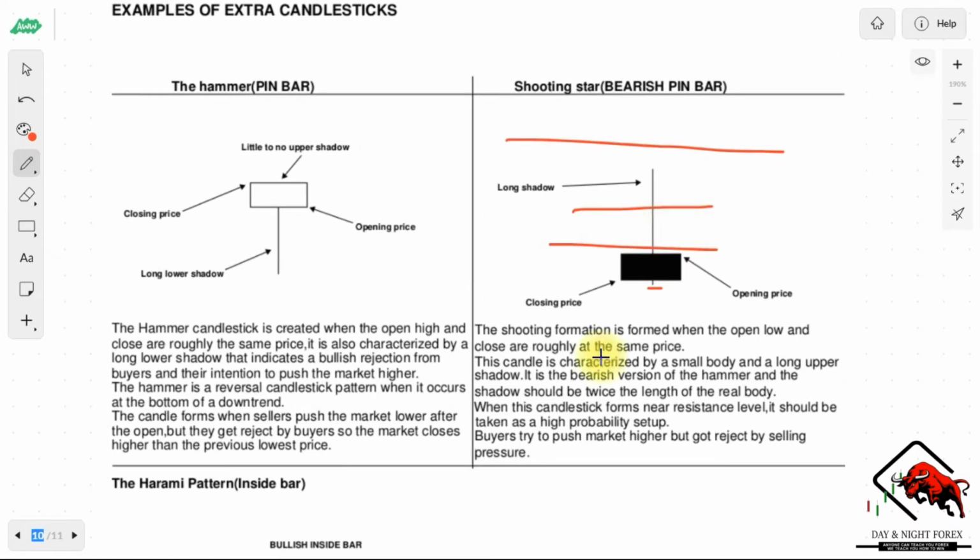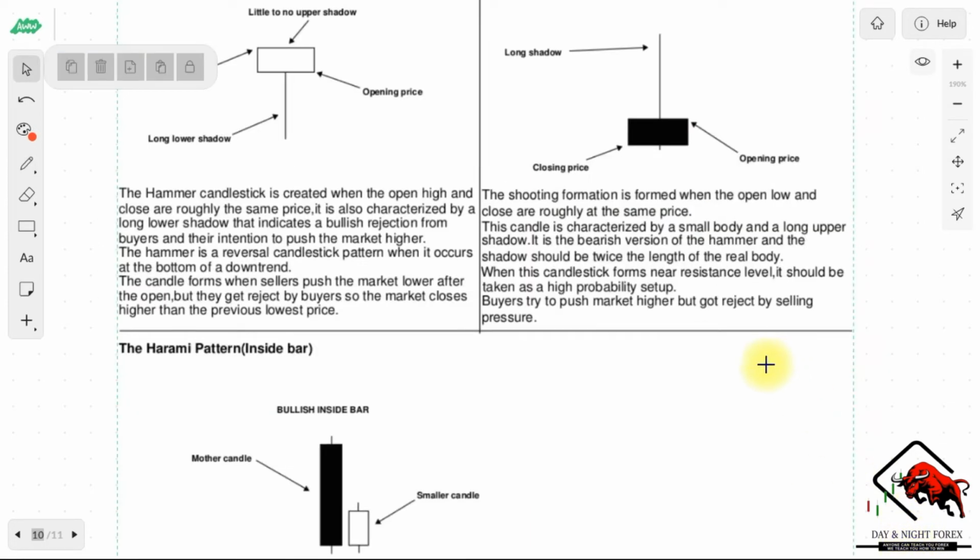So when this candlestick forms near the resistance level, it should be taken as a high probability setup. Buyers try to push the market higher, but got rejected by selling pressure. So the sellers gained a bit more momentum over the buyers.